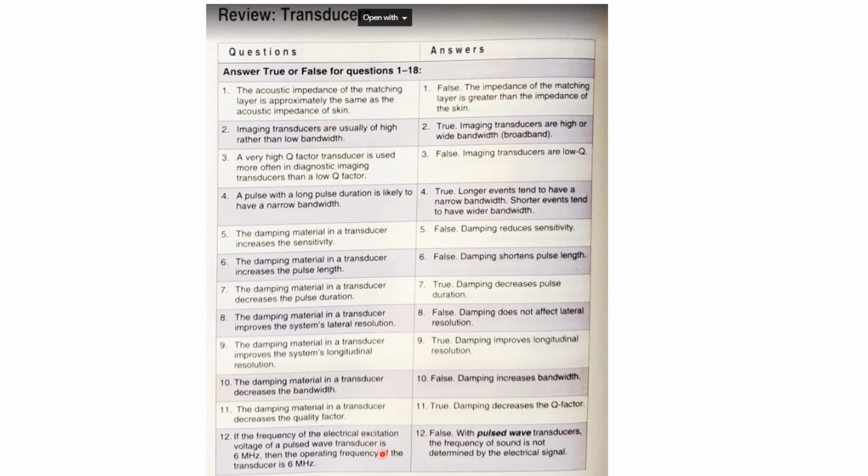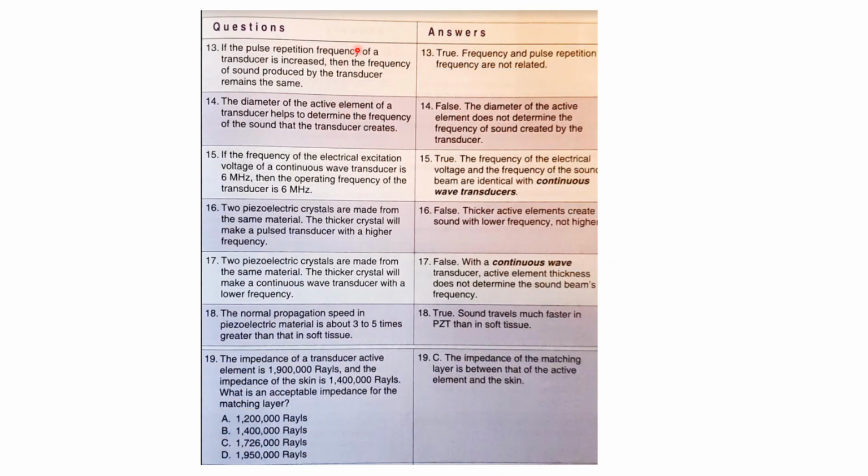True. And if the frequency of the electrical excitation voltage of a pulsed wave transducer is 6 megahertz, then the operating frequency of the transducer is 6 megahertz. That's false. It would be true if this were a continuous transducer. If the pulse repetition frequency of a transducer is increased, then the frequency of sound produced by the transducer remains the same. That is true.